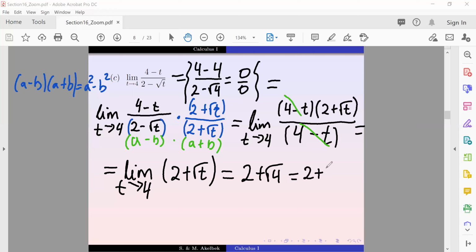Questions? Those types of questions you can expect on the coming exam 1, and also on the final. This is the essence of the limits. On the exam, do you want the most simplified answer like 4, or would you take 2 plus 2? No, it does need to be simplified to the end. 4, yes. Okay.